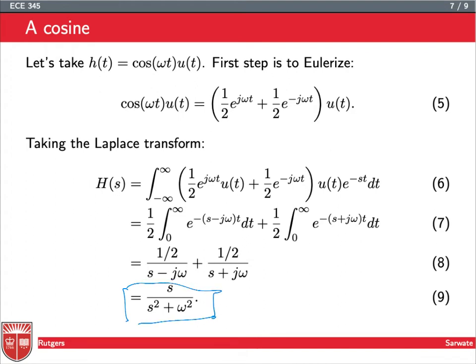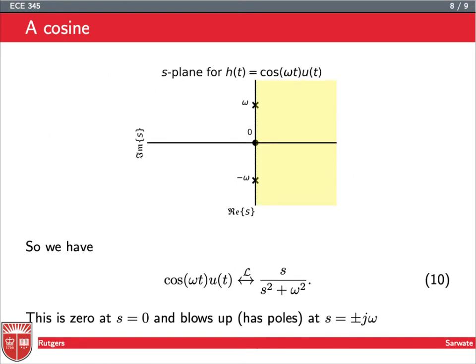So there's a degree 2 polynomial in the denominator, and it has 2 roots. So therefore there are going to be 2 poles in this transform. So let's take a picture of what the s-plane looks like for this particular Laplace transform. So here we have it. We have poles at s equals plus minus j omega.